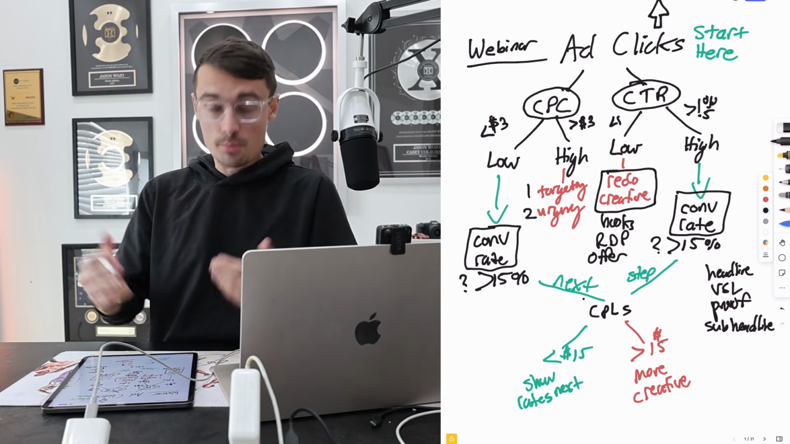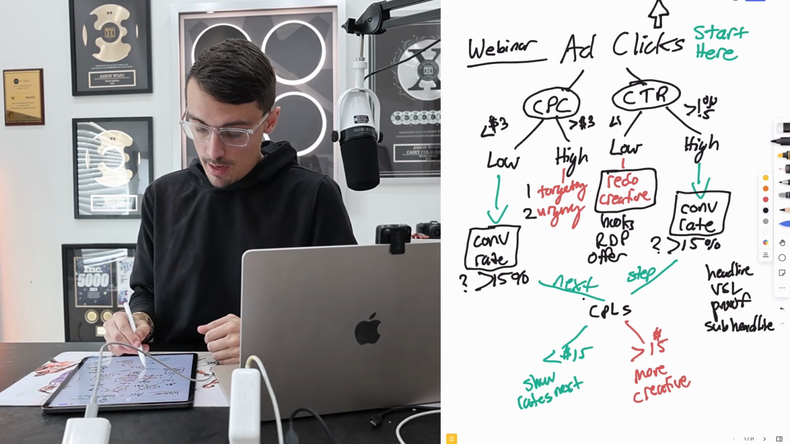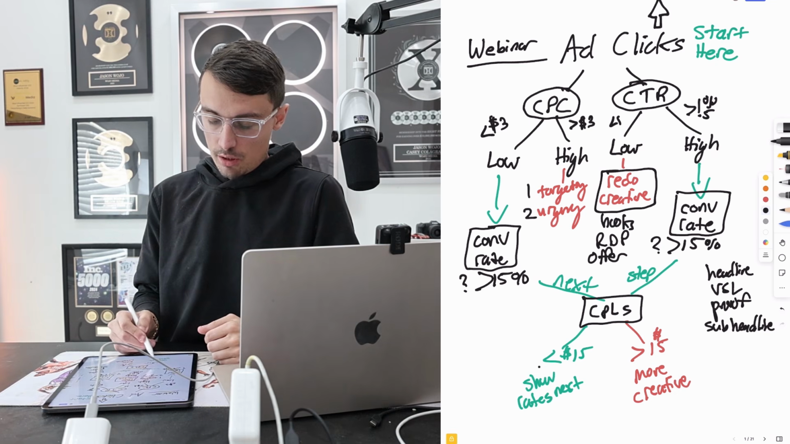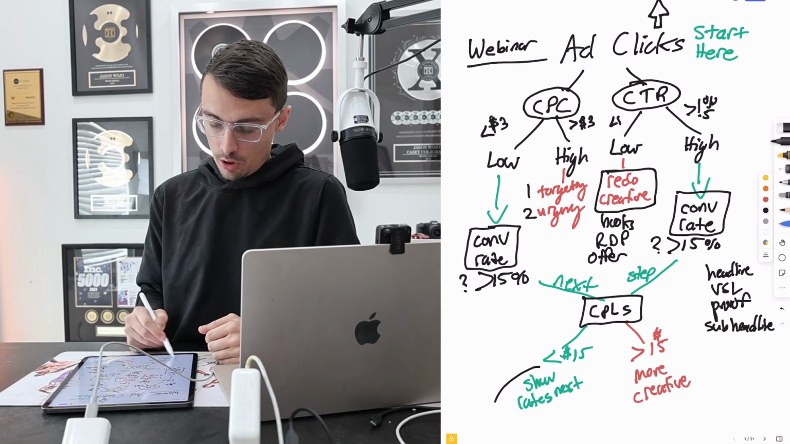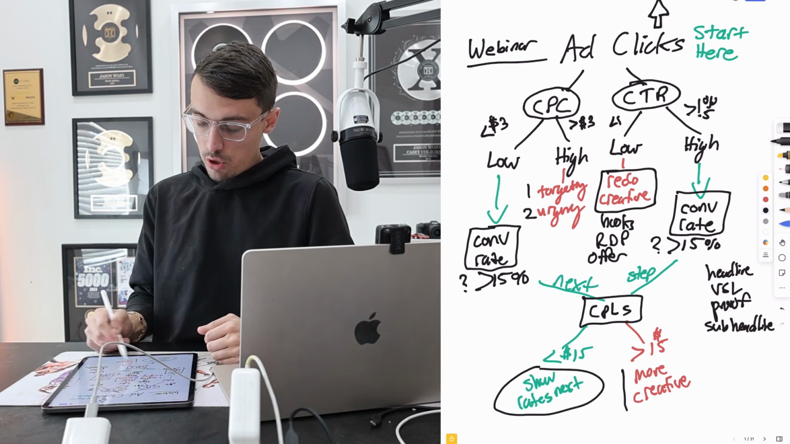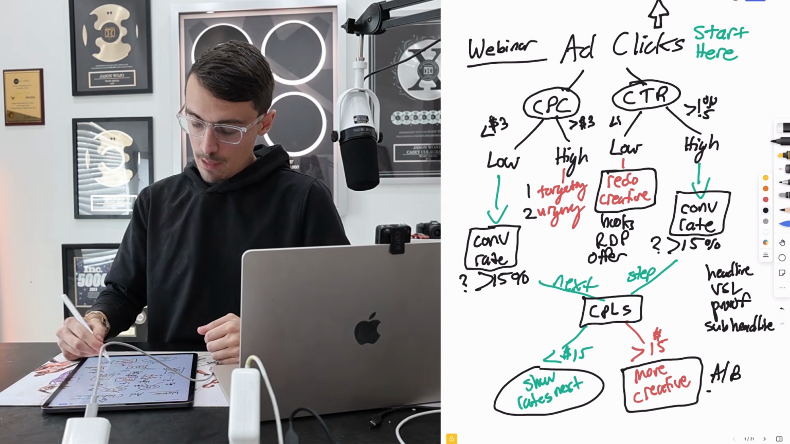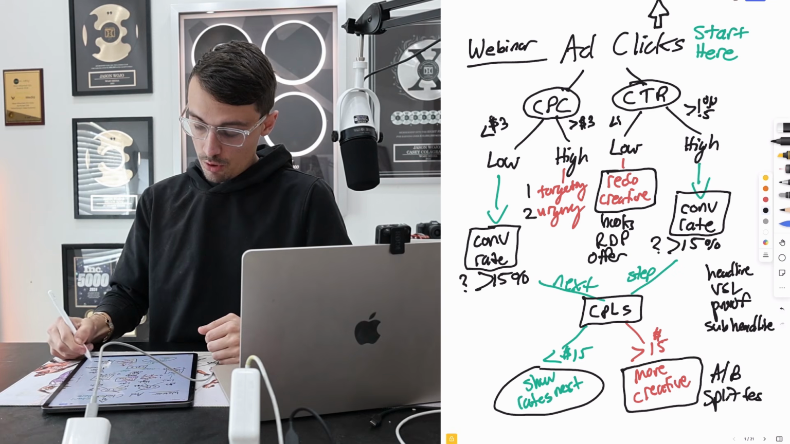Okay, if it's more than 15%, which is my opt-in rate for a free webinar, I go to the next step. Now I look at cost per lead. If my cost per leads are less than $15, now we're gonna look at what the show rates are. If my cost per leads are higher than $15, I'm gonna try to push out as much creative as possible, or I'll do an A/B split test, which we do for our clients.